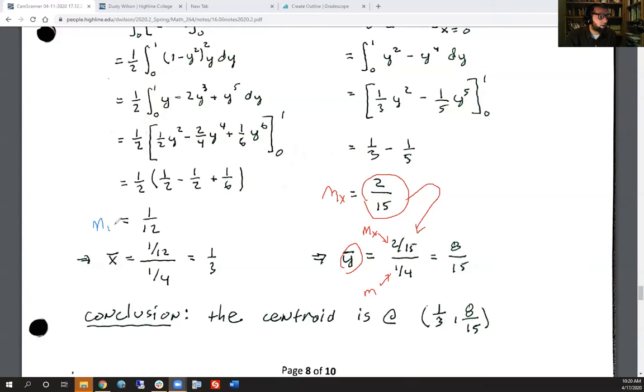And then My is equal to 1/12. So there's the moment. We again divide by the mass, and that gives us our x bar of 1/3. And we put both of these values together. The 1/3 becomes the x coordinate of our centroid, and the 8/15 becomes the y coordinate of our centroid. And centroid is just code for center of mass.